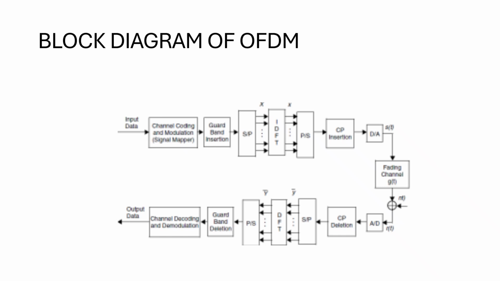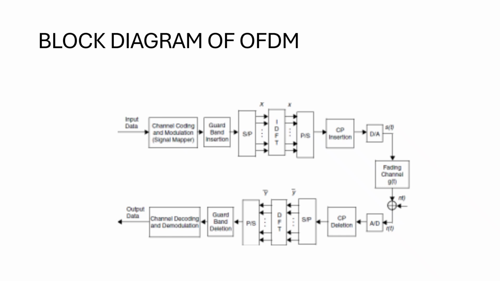After cyclic prefix insertion, it is given to the digital to analog converter and it is transmitted through the channel. In the channel, it may be a fading channel, and the addition of noise will be there. And at the receiving end, the reverse operation of what we have done at the transmitting end is executed. First of all, the received signal is given to the analog to digital converter, thus the digital signals are produced, and the added cyclic prefix is removed here.